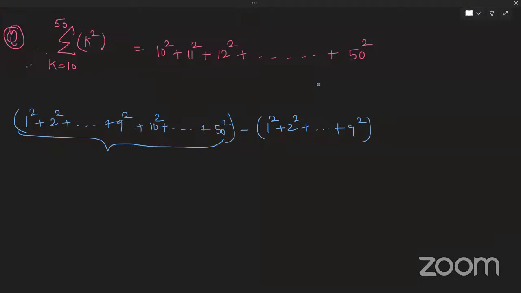So it is 50 into 51 into 101 whole divided by 6. Correct? And what is this? This is the sum of squares of the first 9 natural numbers. So it is 9 into 10 into 19 by 6. Correct? So you can just easily subtract these two numbers and get your answer.